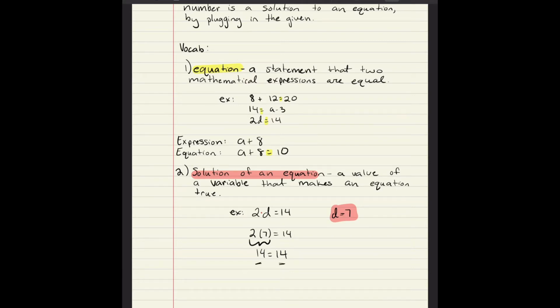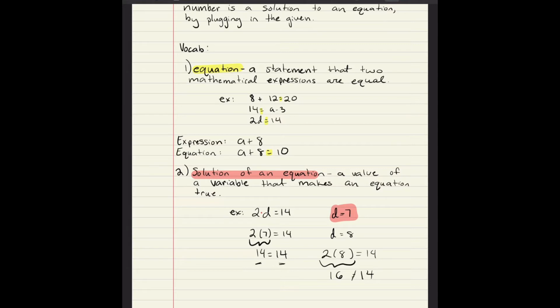What would not be true is if we said d equals 8. Because if we plugged that in, it would be 2 times 8 equals 14. And then 2 times 8, when you multiply, gives you 16, which is not equal, so it would not be a solution.